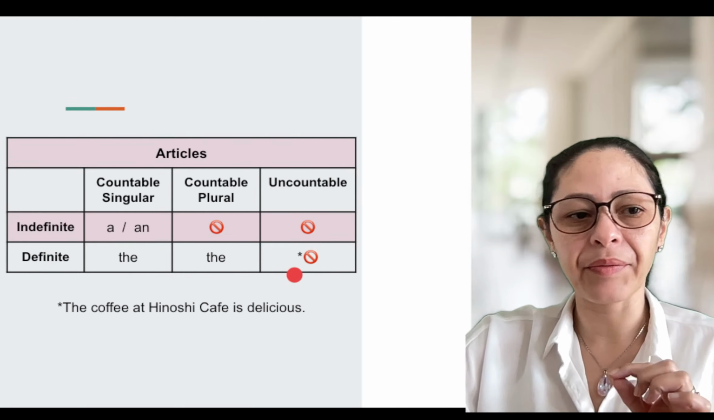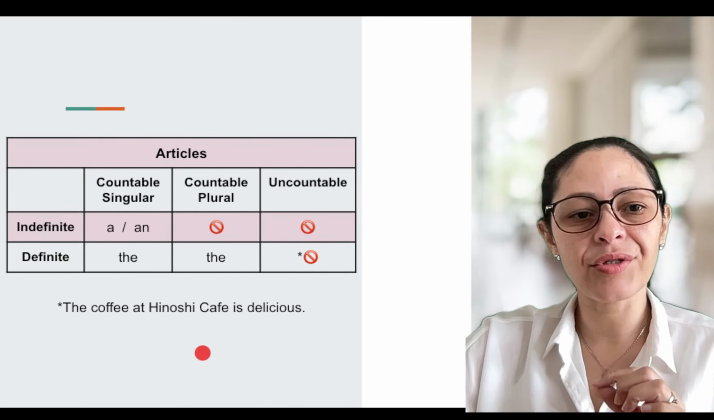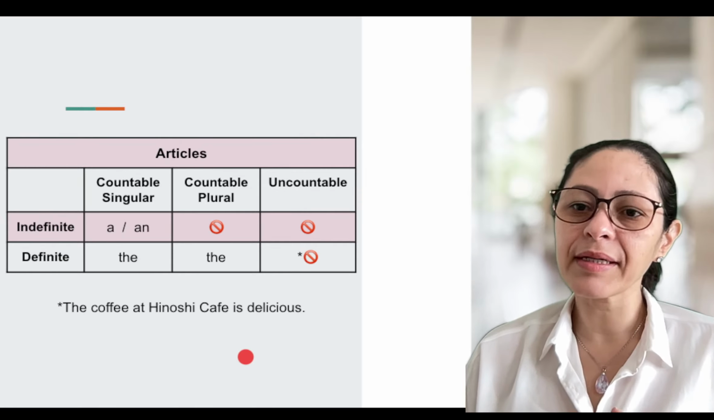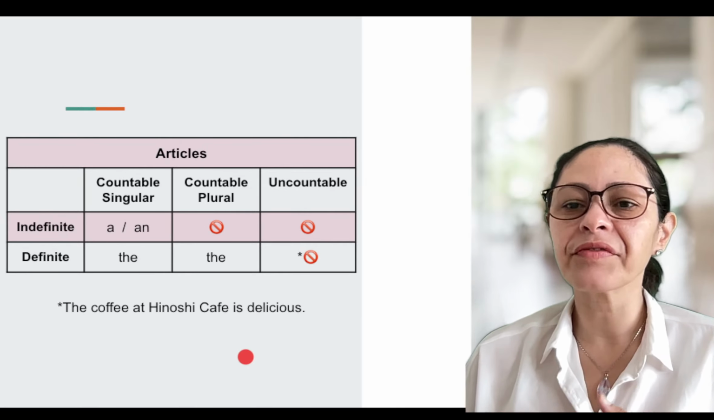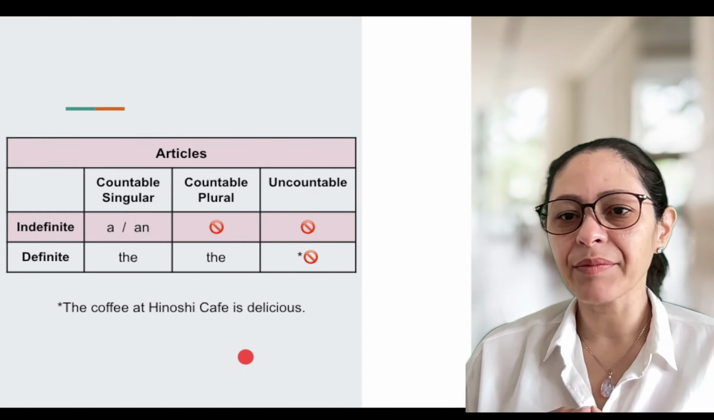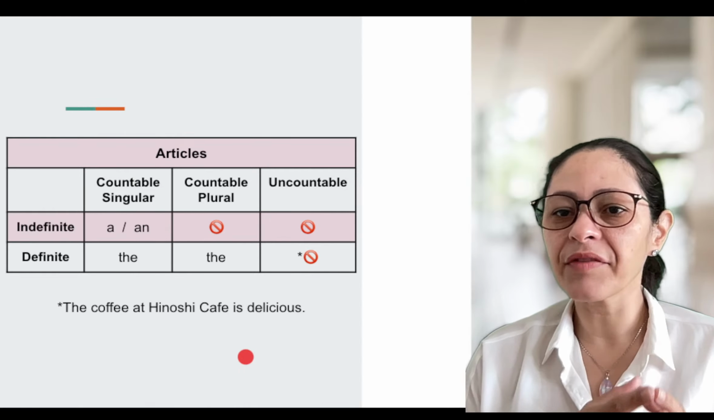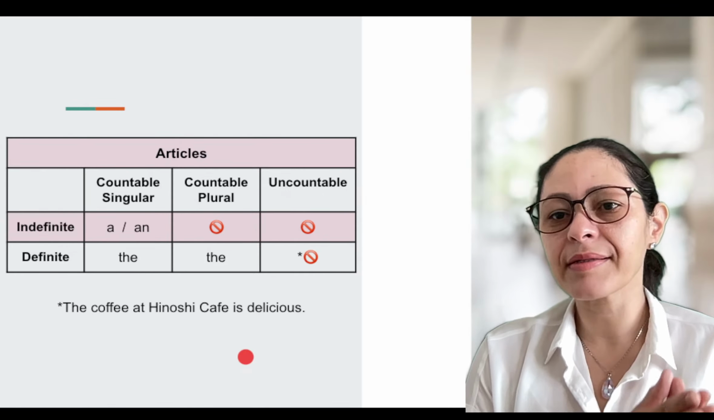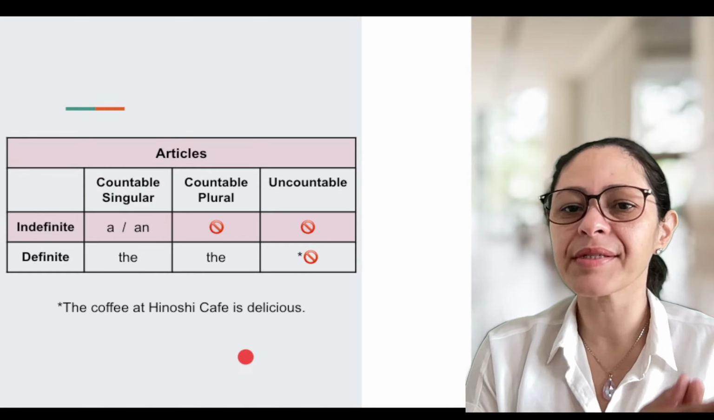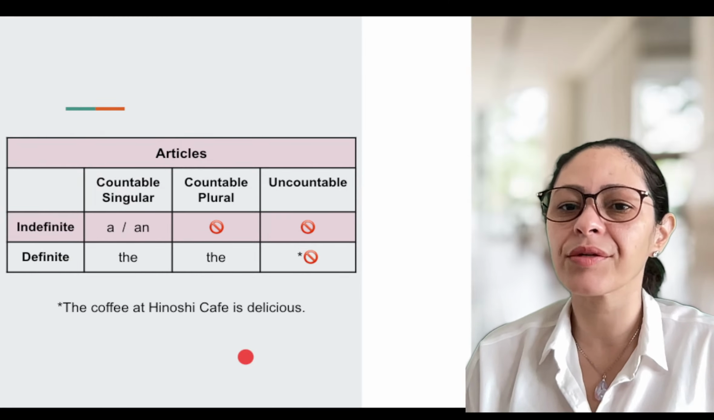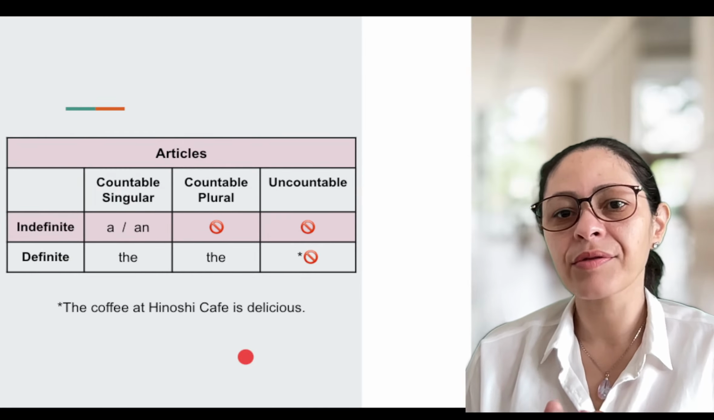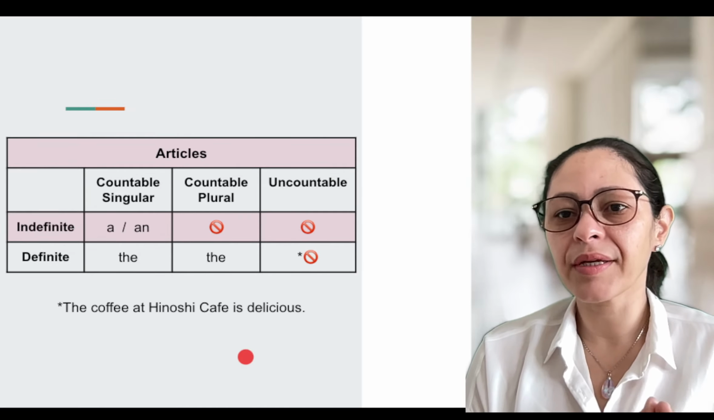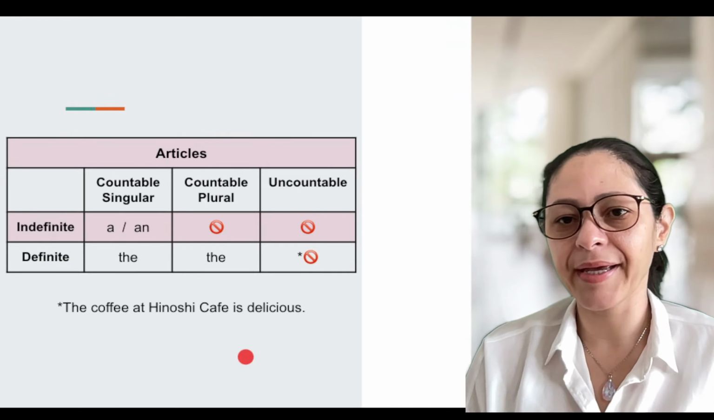Look at this example. The coffee at Hoshino Cafe is delicious. So we know that coffee is an uncountable noun. There is no plural form. However, I am referring to a specific coffee served at Hoshino Cafe. So because it's a specific coffee, I will say that the coffee at Hoshino Cafe is delicious. So we can use the with an uncountable noun when we want to give specificity to something, okay?